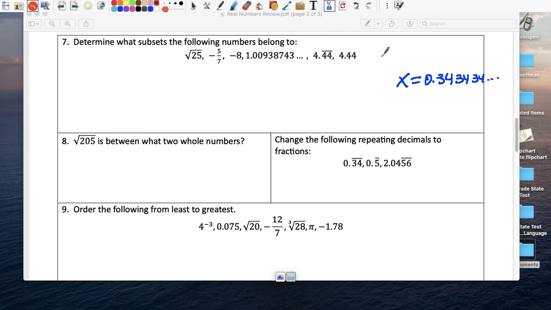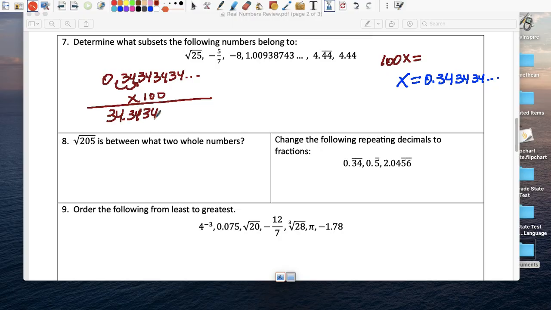So x times 100 is 100x. If you take this 34, 34 and multiply by 100, the shortcut is that the decimal is going to move two places over: 1, 2. So my answer is going to be 34.34, 34, 34, dot, dot, dot. I'm going to put that over here.